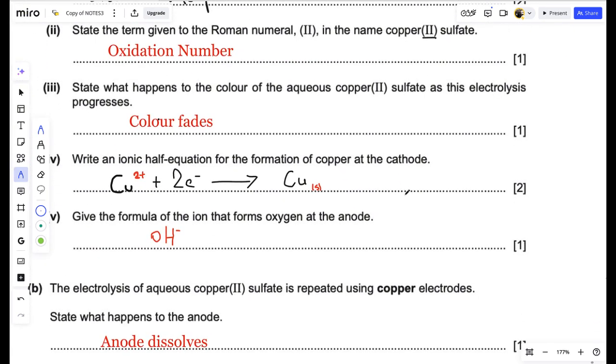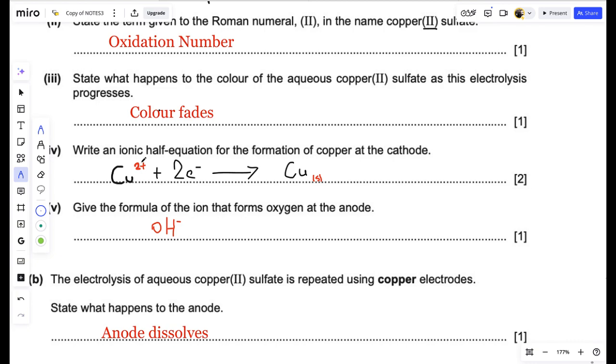Now let's see the question. Write the ionic half equation for the formation of copper at the cathode. We already did that. We say copper ion, when they migrate to the cathode, gain 2 electrons coming from the battery, because it's connected to the negative side of the battery, and become copper solid. So when you're able to do this, you get these 2 marks.